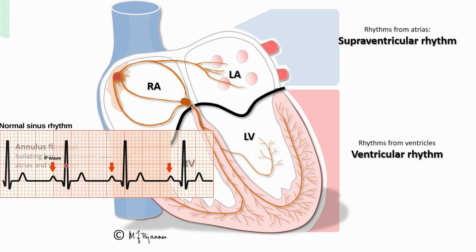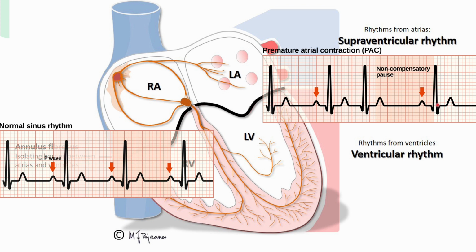Now, if there is any other ectopic focus other than the SA node, this is an abnormal rhythm. And in this case, not every QRS complex will be preceded by a P wave. You can see here that we have a QRS preceded by a P wave. This is normal sinus. However, here, this QRS complex is not preceded by a P wave. So this is a premature contraction, not resulting from the SA node. There is no P wave here. And that's a supraventricular rhythm.